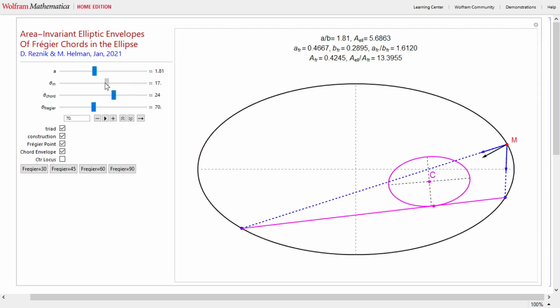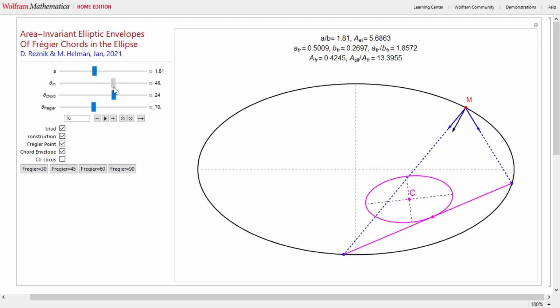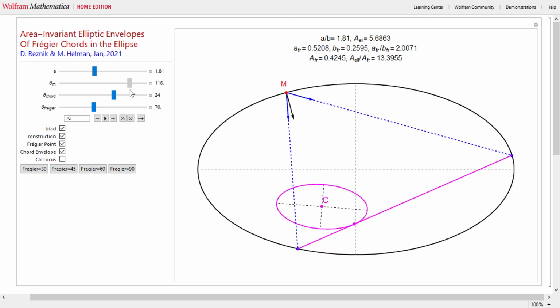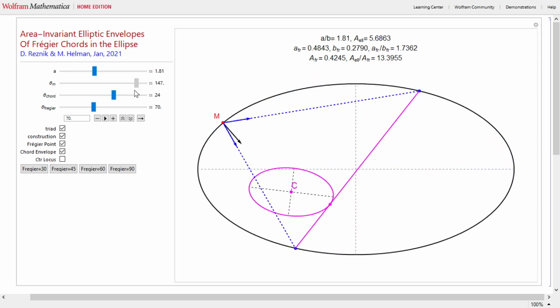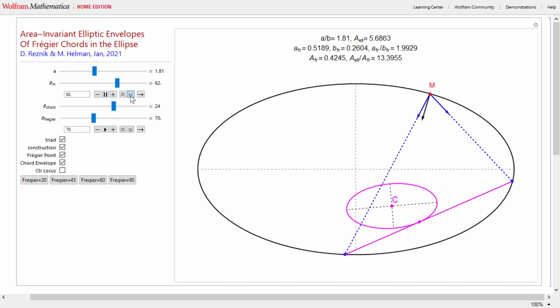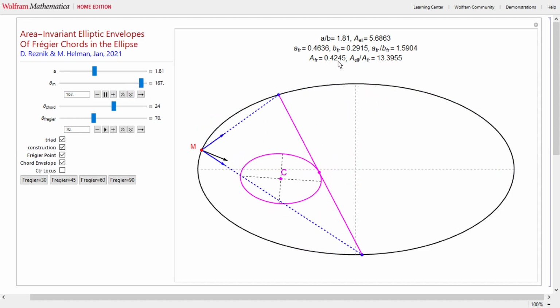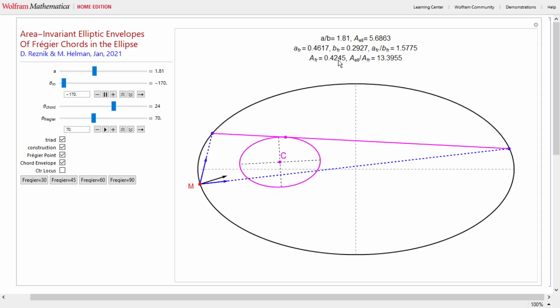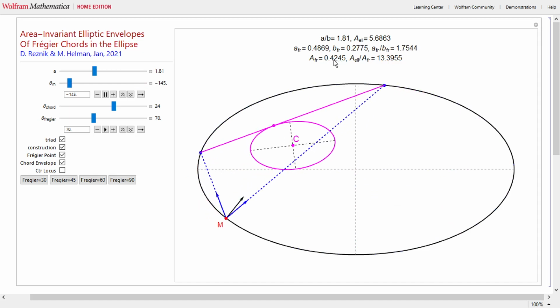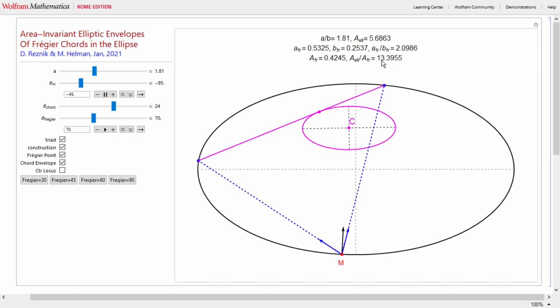Now here's the first beautiful remark. Though these pink ellipses do not have invariant semi-axes, their area is invariant. So the area of this family of ellipses, shown up here, is invariant. I'm going to animate that by moving M along the ellipse slowly, so we can all watch this reported area of the Frégier envelope locus, which is invariant. Therefore, the ratio of the outer ellipse by the Frégier locus is also invariant.